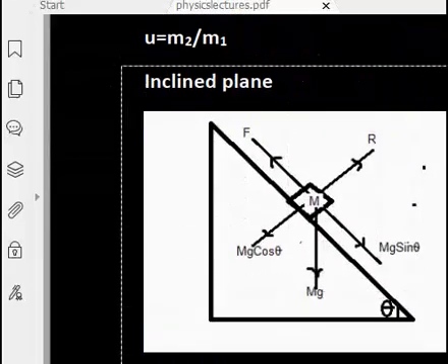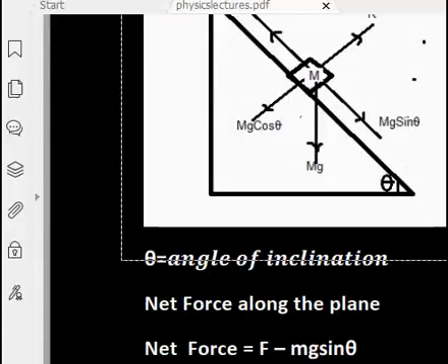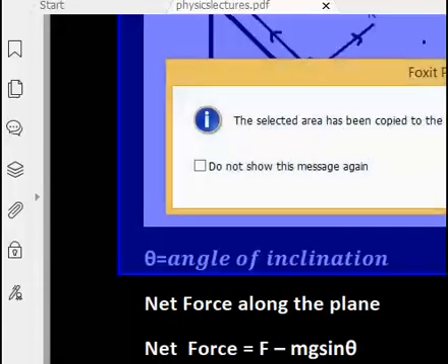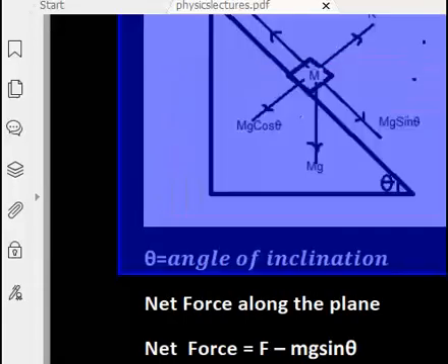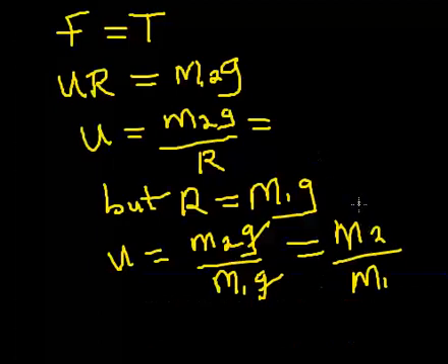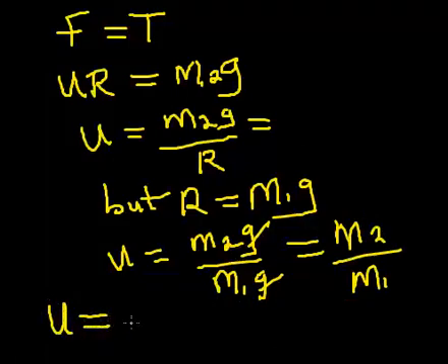So now that is for a horizontal plane, all right? Anytime you're being asked how to determine the coefficient of frictional force in a horizontal plane, just do M2 over M1. M2 is the mass that is pulling the body on the surface, while M1 is the body on the surface, all right? So please take note of that.